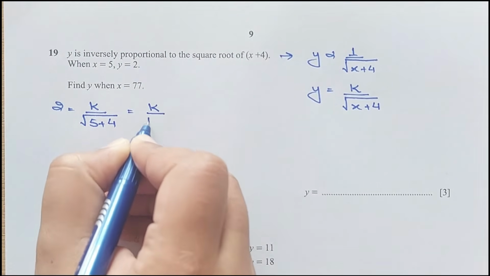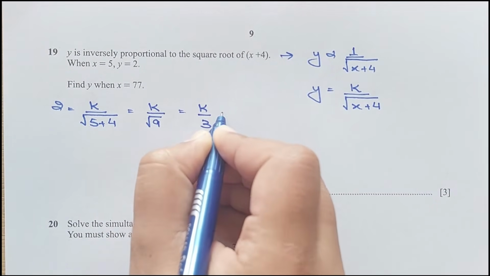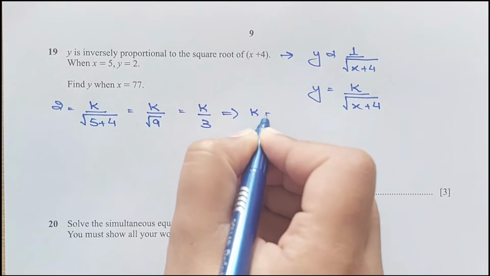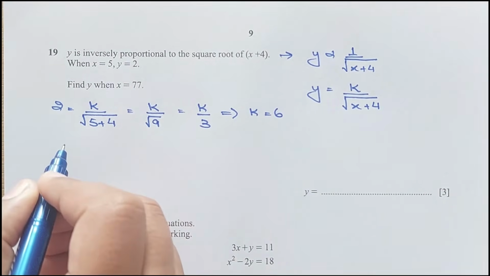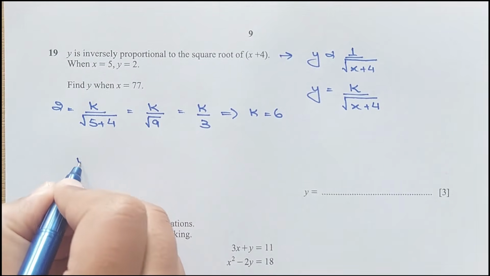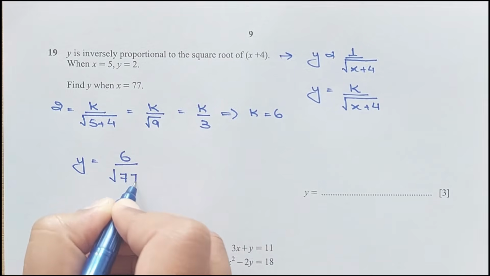K divided by the square root of 9, so this is k over 3. From here the k value is 2 times 3, which equals 6. Now we need to find y when x is 77. So y equals k, which is 6, divided by the square root of 77 plus 4.